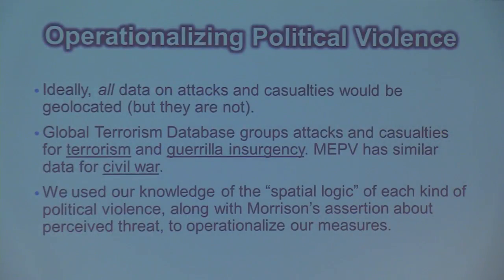All right, so ideally, when it comes to the data on political violence, all attacks would be geospatially located. We would know exact coordinates of where an attack occurred. Now, this does occur for some databases for certain years. But again, we wanted to have a cross-national longitudinal study that looked at as many years as possible. What we found with the attack data that had coordinates is that even though they had coordinates, those coordinates could not easily be translated into rural or urban locations. So, luckily, we found this other database, the Global Terrorism Database, and we found out that it groups attacks and casualties for terrorism and guerrilla insurgency, and the MEPV data has very similar data for civil wars, and that is the Major Episodes of Political Violence data set.